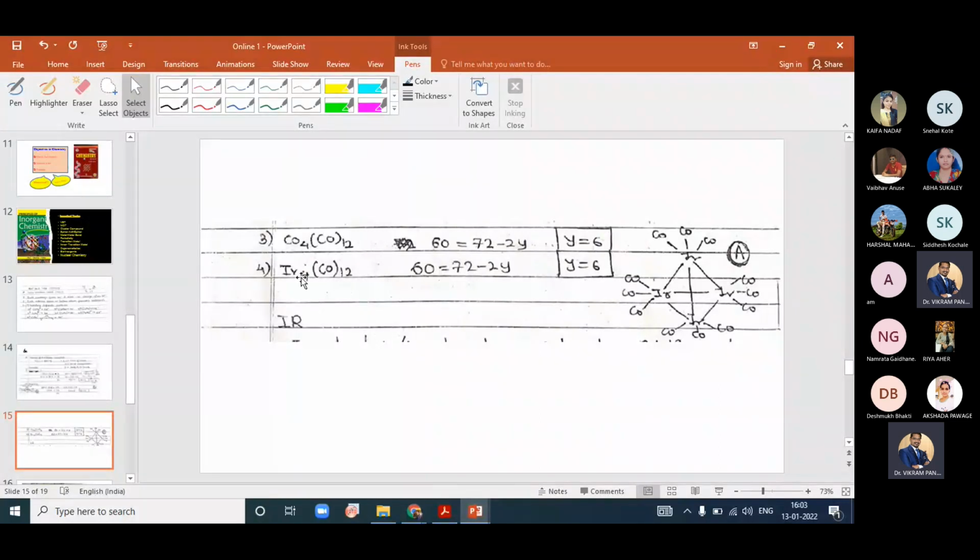And for example, this Ir4(CO)12. Here is one example shown where there are 6 metal bonds. See, 1, 2, 3, and 4 iridiums are there. 1, 2, 3, 4, 5, and 6 bonds are there. So this is for finding the metal bond. Now, this is just an introductory part to find the metal bond.